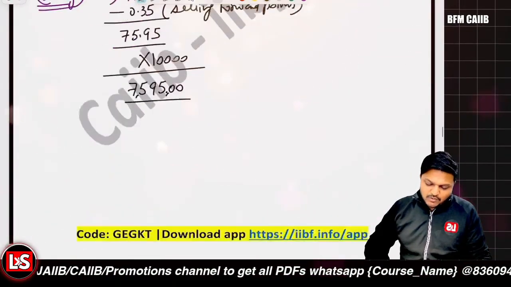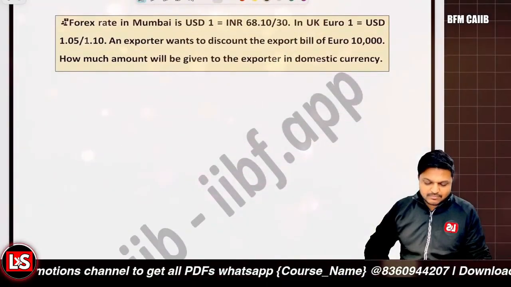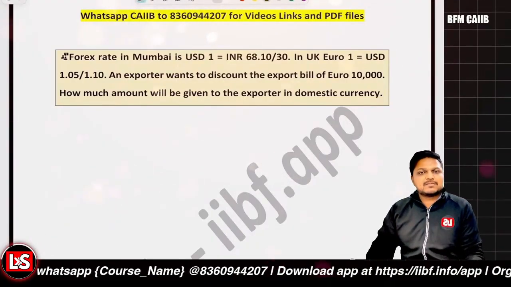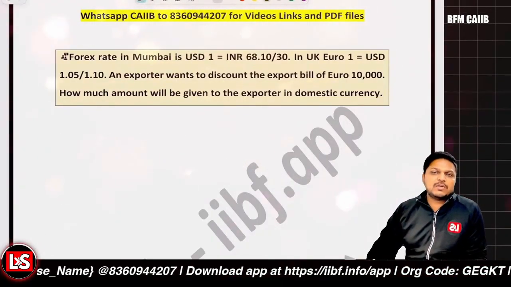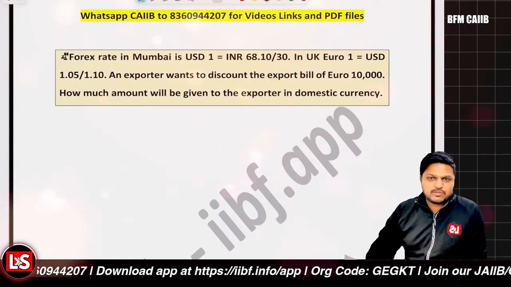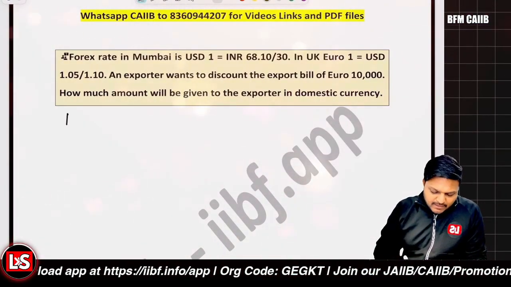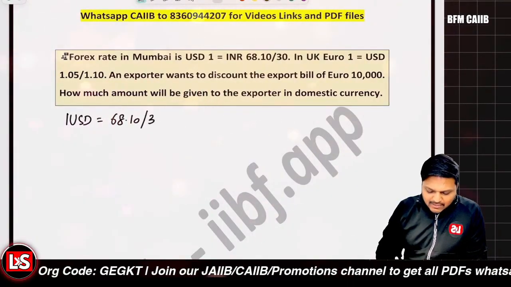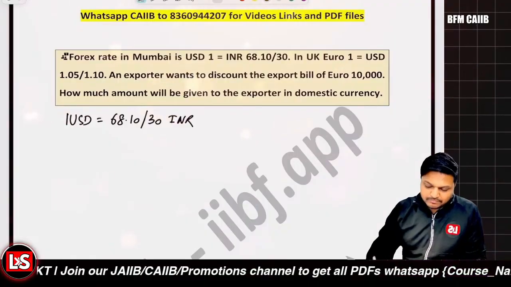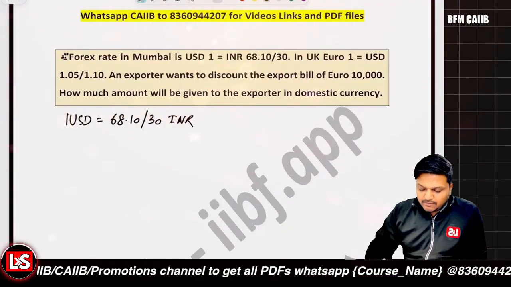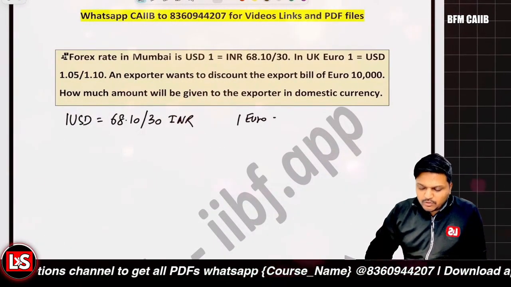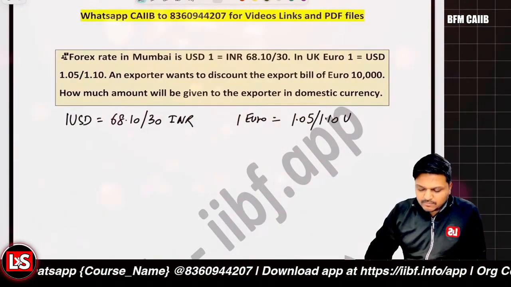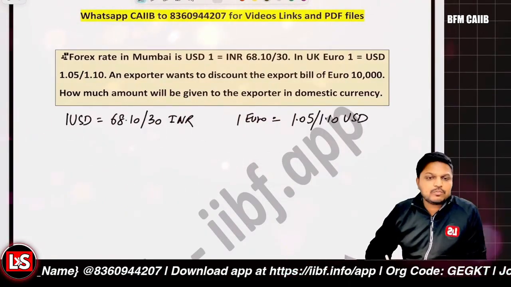Okay. Now let's solve one more question. Question is again related to the foreign exchange arithmetics. So Forex rate in Mumbai is USD 1 is equal to 68.10/30. So we are provided with the 1 USD price equal to 68.10/30 INR. That is given to you. In UK, 1 euro we are talking about is given to be 1.05/1.10 USD. This is given to you.